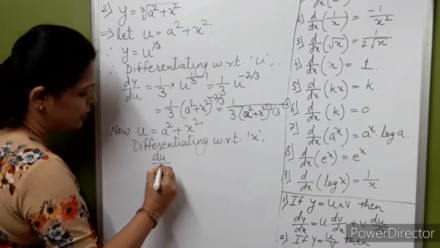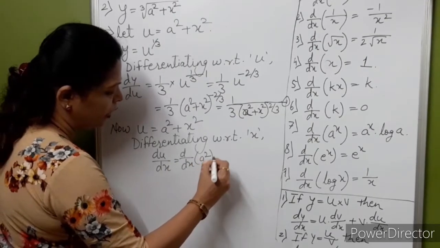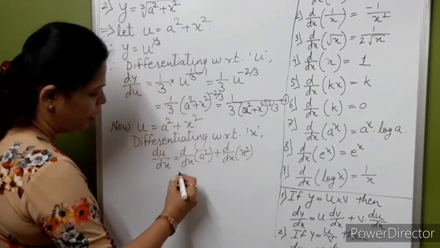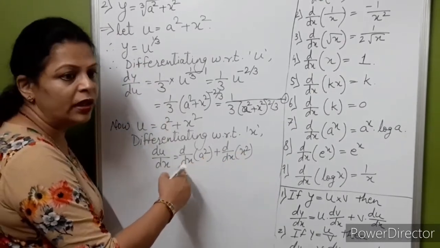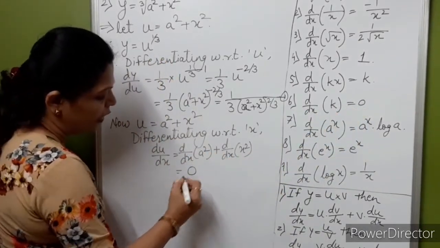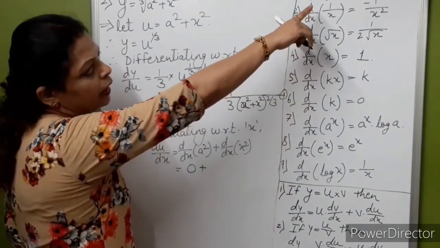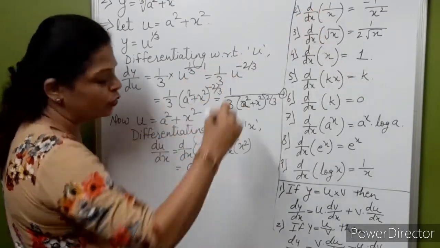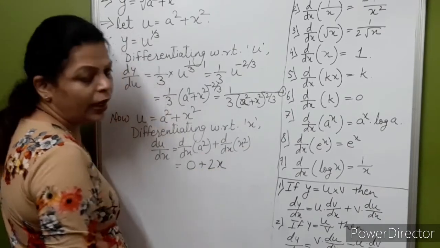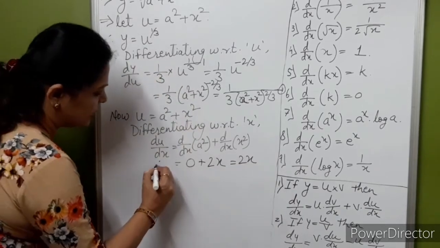du by dx is equal to d/dx of a square plus d/dx of x square. Now a square is a constant. So derivative of constant, see, derivative of k is 0. So derivative of a square will be 0 plus derivative of x square. The first rule: x raised to n is n into x raised to n minus 1. Here n is equal to 2. So 2 into x. So du by dx you get equal to 2x.